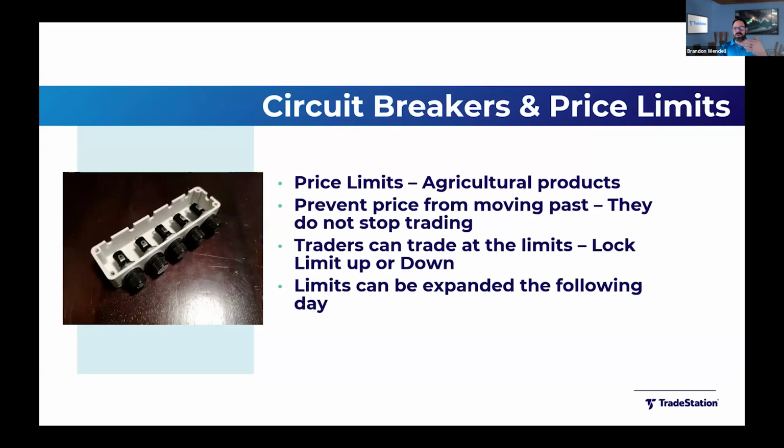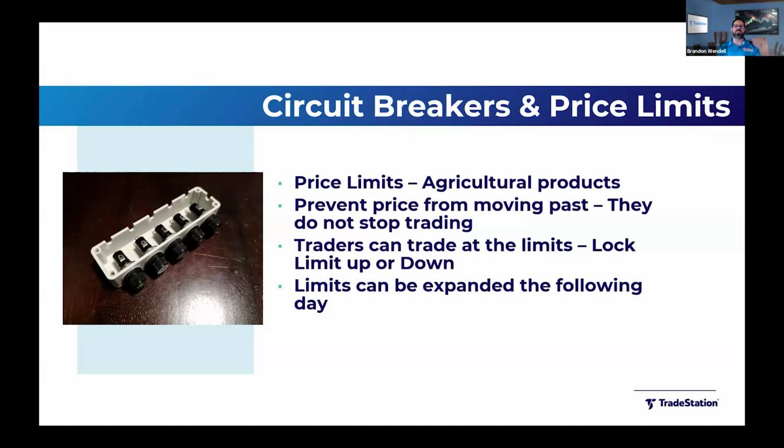Well, the price limits are more like a fuse box. If you blow a fuse, you got to replace the fuse after you unload the circuit. It takes a little more time than just clicking back on the button. So what happens is these price limits are a little different. You don't stop trading, it just halts price.